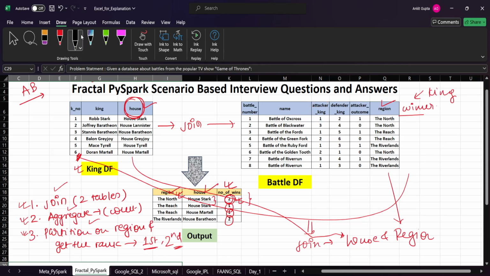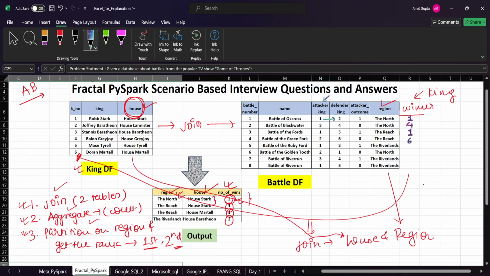Okay, so let's start. If you see here for this match, basically attacker outcome is 1. That means this guy has won, so we will have 1. And then here, attacker outcome is 0. That means 3 lost the match, so we should have 4 over here. And similarly here we have 1, so that is 1. Here 0, that is 6.